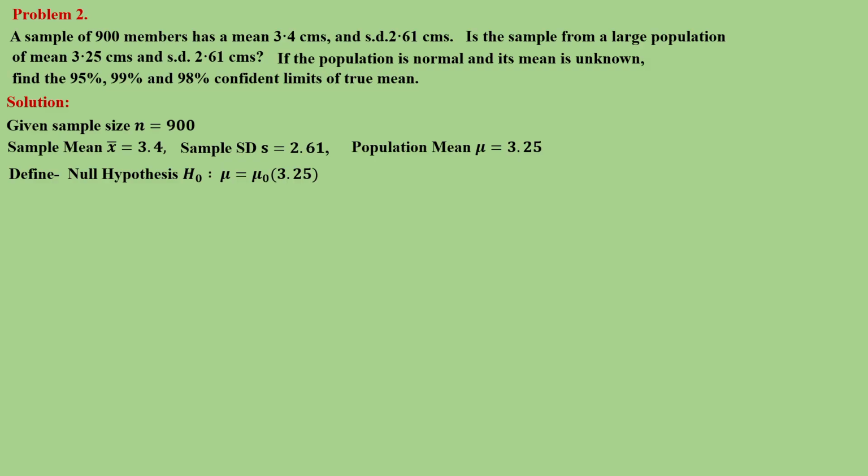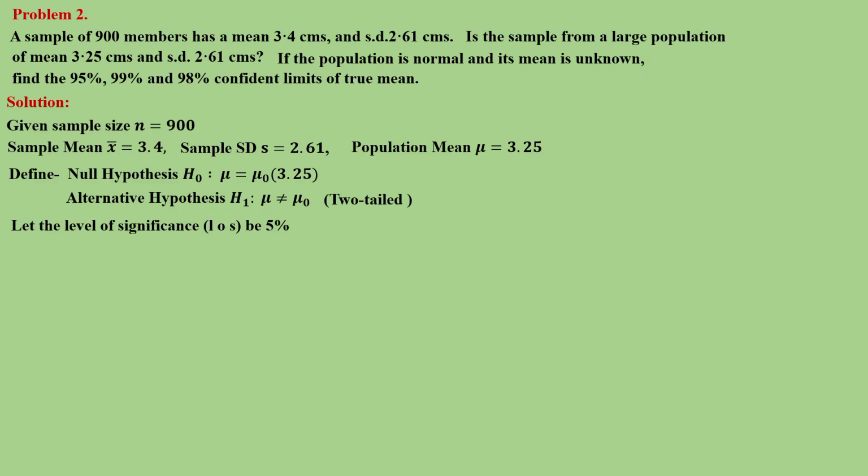So it is from the original one. So this mean is equal to the population mean, that is true. Alternate hypothesis, mu not equal to mu naught. So mu not equal to mu naught means two-tailed, right? So let the level of significance, LOS, be 5%.